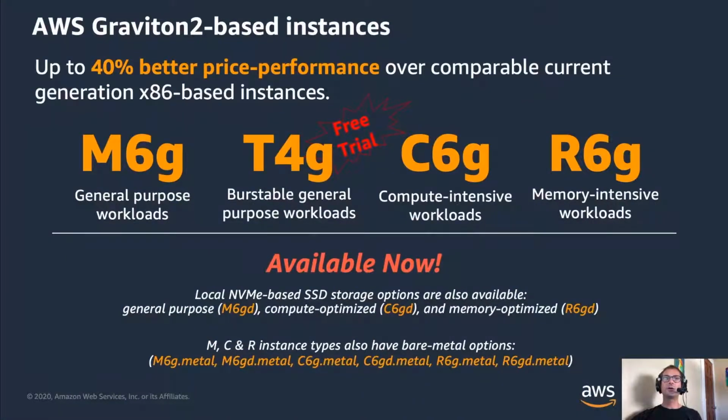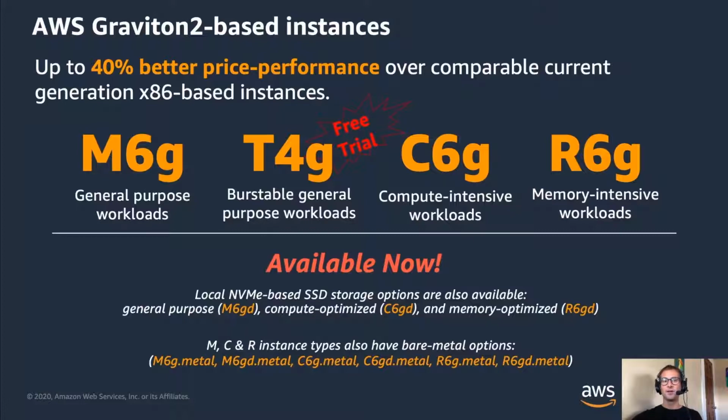Today, AWS offers Graviton2-based instances in 4 different families. The first one is the M6g, which is a general-purpose instance with a good balance of amount of memory and number of vCPUs. We offer the T4g family, which is the first burstable family of instances using an Arm64-based processor on AWS. And for the T4g, we have a free trial. We offer the C6g family that is more targeted at compute-intensive workloads. And finally, we have the R6g, which is a memory-intensive instance. They are all available now, and they do have variants using local NVMe-based storage. That's all the instances with a final d, like M6gd, C6gd, and R6gd.